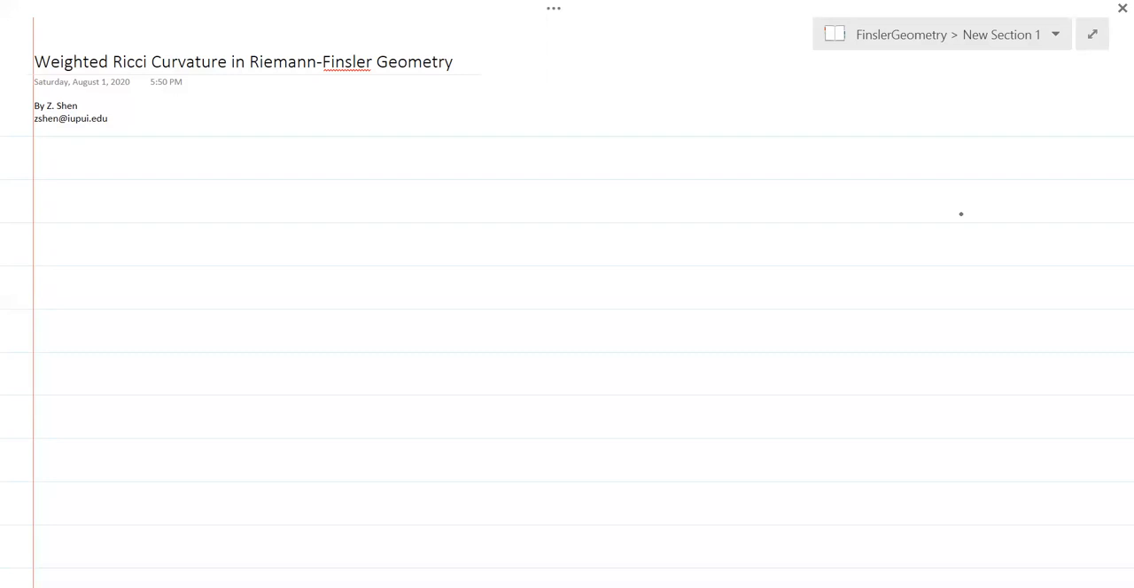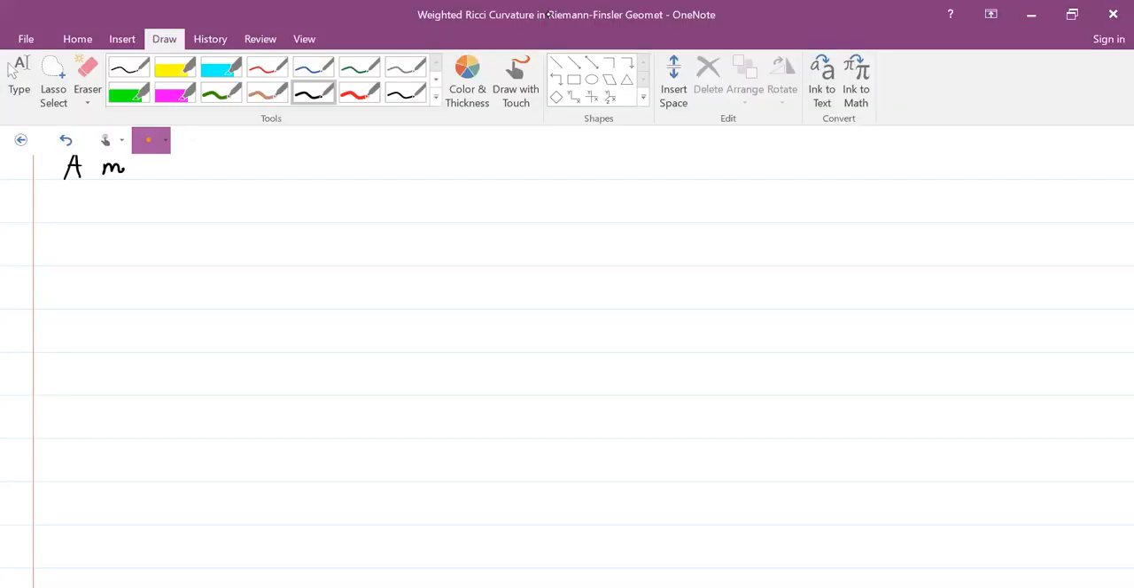Since you have a norm on each tangent space, you are able to measure the length of a curve, then you can get a so-called distance function over the manifold, okay? But you don't have an inner product in the usual sense at every point. So a Finsler metric is actually going to be a function on the tangent bundle.